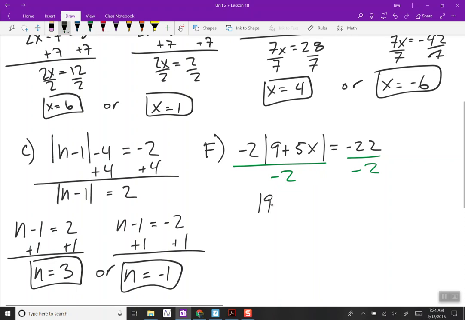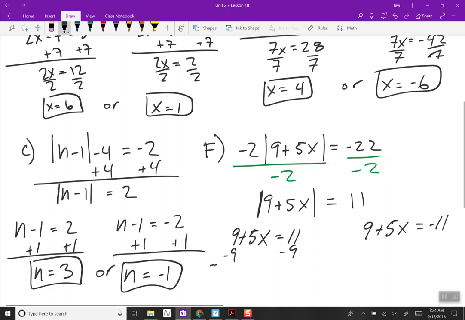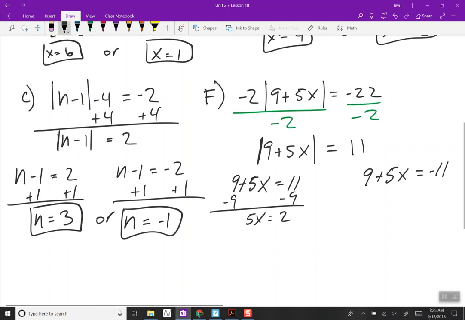So we get the absolute value of 9 plus 5x equals, what does that make? 11. Now we've got our positive and negative side, and it's just like all our other problems. So 9 plus 5x equals 11. And our negative side, 9 plus 5x equals negative 11. Subtract 9. 5x equals 2. Divide by 5. X equals 2/5.